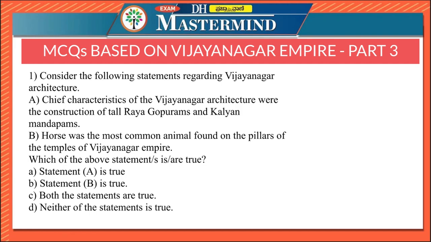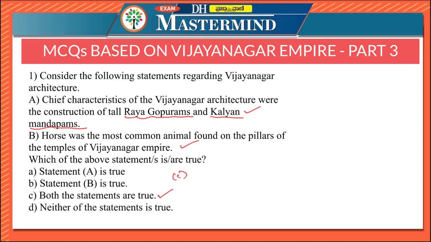First question says, consider the following statements regarding Vijayanagar architecture. Statement A says, chief characteristics of the Vijayanagar architecture were the construction of tall Raya Gopurams and Kalyana Mandapams. Second statement B says, horse was the most common animal found on the pillars of the temples of Vijayanagar Empire. Both the statements are true. Hence, the correct option over here is option C.